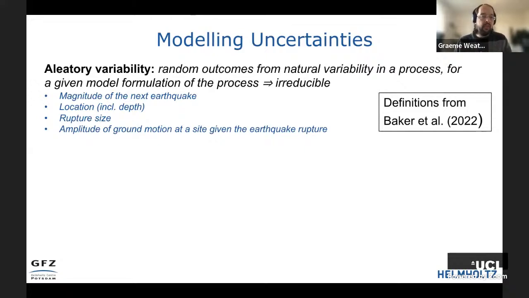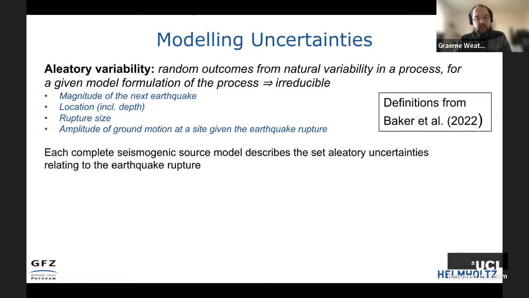In seismic hazard analysis, we always try and split our uncertainties into two forms. One is aleatory variability. This describes random outcomes from natural variability in a process, for a given model formulation of the process. So this is something we consider to be an irreducible uncertainty. In terms of source modeling, aleatory variability would be the magnitude of the next earthquake, or the location of the earthquake, or the size of the rupture, or in ground motion modeling, the amplitude of the ground motion at the site given the rupture. And each complete seismogenic source model we build is describing, in these probability distributions, the set of aleatory uncertainties relating to the earthquake rupture.